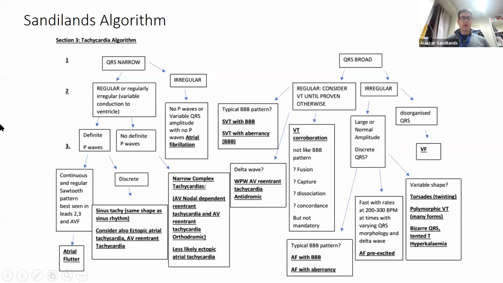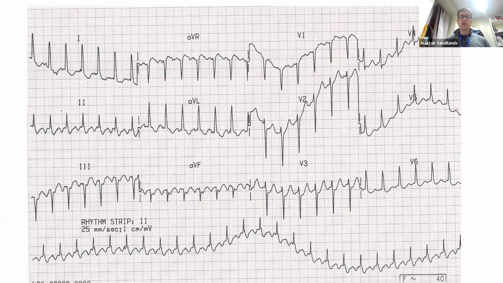Okay, so we've gone through QRS being narrow, regular or regularly irregular, definite P waves, discrete. It could be sinus tachycardia, it could be an ectopic atrial tachycardia, or less likely an AV reentrant tachycardia because of Wolff-Parkinson-White and accessory pathway. So have a look at a question.